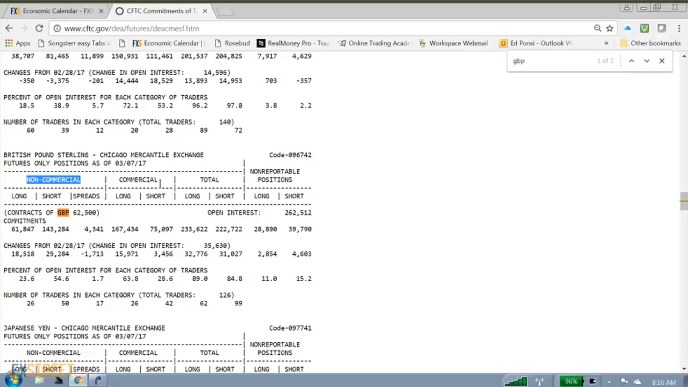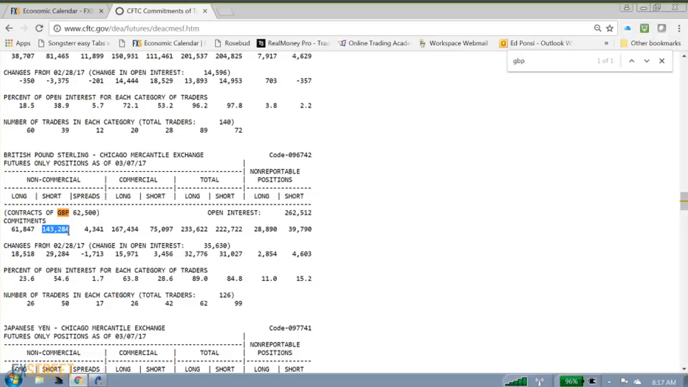Commercials would be farmers. Non-commercials are speculators, people who are trying to make money on the British pound going up or down. They're speculating on the ups and downs of the British pound. Whereas commercials are just companies that need British pounds to do business, not necessarily farmers. You have 143,000 contracts short. See the word short up here? And only 61,000 contracts long. So really, by more than a 2-to-1 margin, this market is short.